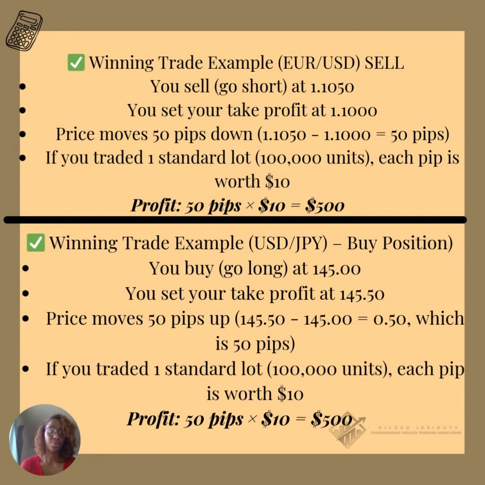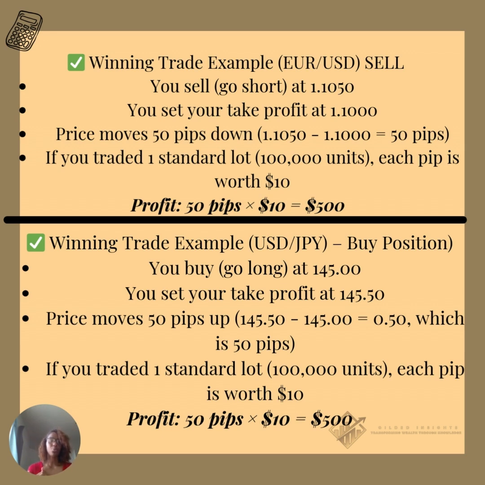Here's another example. Let's say we were going in for a bearish position, a sell position. I wanted to sell at 1.1050 and I wanted to set my take profit to 1.1000. Price moves down 50 points. If I traded that with a standard lot, remember the standard lot is $10 per pip. So I'm doing 50 pips times $10 equals $500 in profit if that goes in my favor.